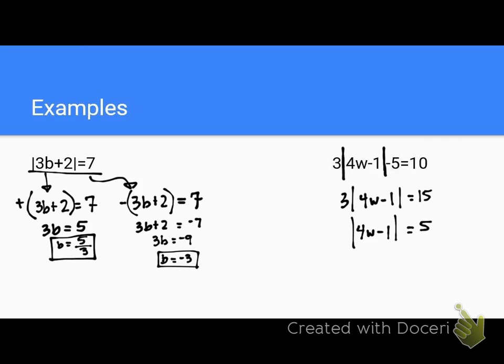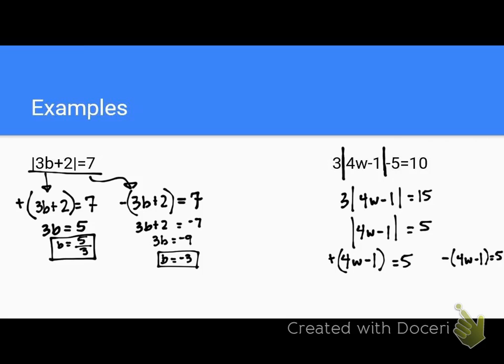And since we have the absolute value already isolated on one side of the equation, we're going to make two equations, starting with the positive absolute value, putting that into its parentheses. This one will have to be positive, it's equal to 5. Second one, we're going to make negative absolute value of 4w minus 1 is equal to 5.